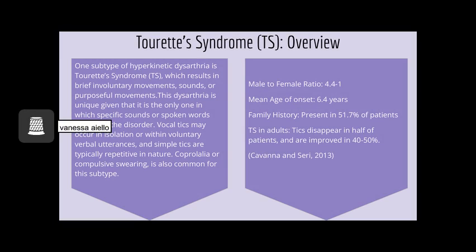Tourette syndrome results in brief involuntary movements, sounds, or purposeful movements. Vocal tics can occur in isolation or within verbal utterances, and simple tics are repetitive in nature. This type of dysarthria is unique because specific sounds or words represent the disorder.